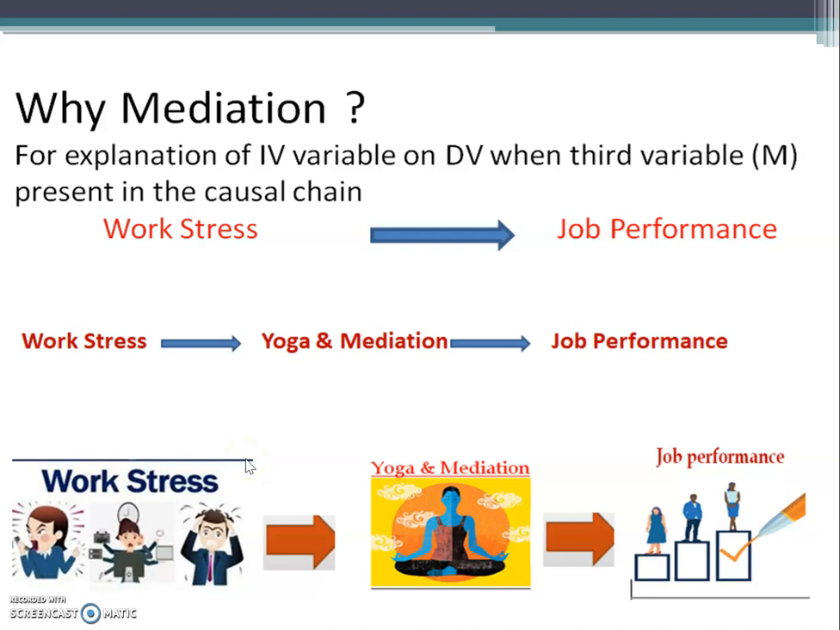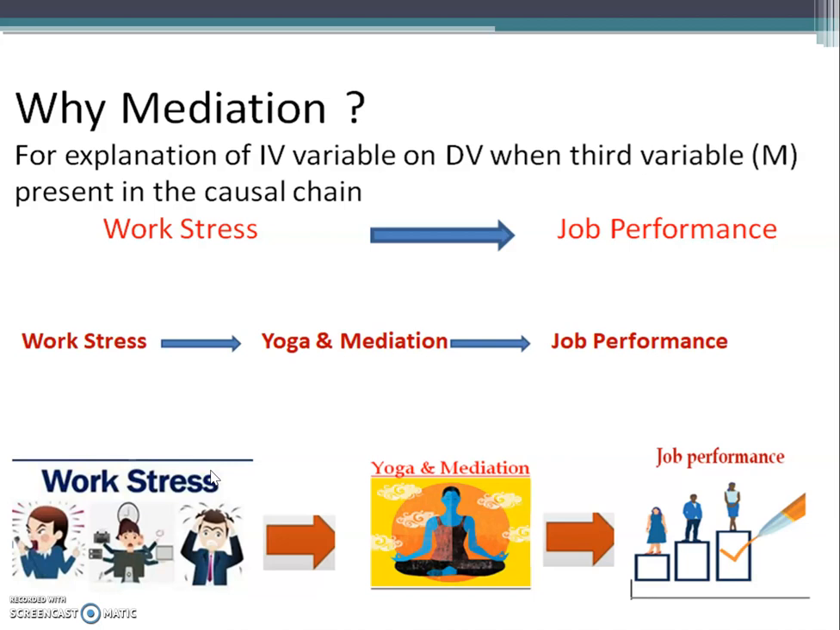With this small model, small example, I would like to explain the mediation analysis. In this study, three important variables have been used. One is work stress or occupational stress. Another one is job performance. The third variable is yoga and meditation. First, they try to find out the relationship between work stress and job performance. Always when stress is more, job performance drastically comes down. Most of the research findings support this.